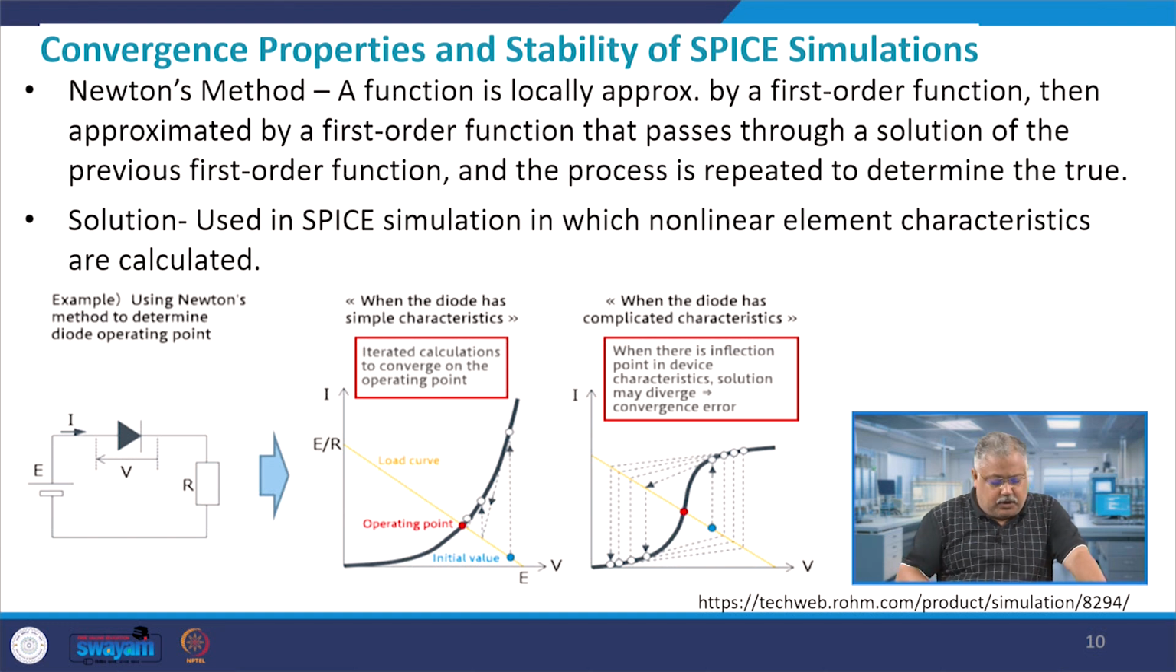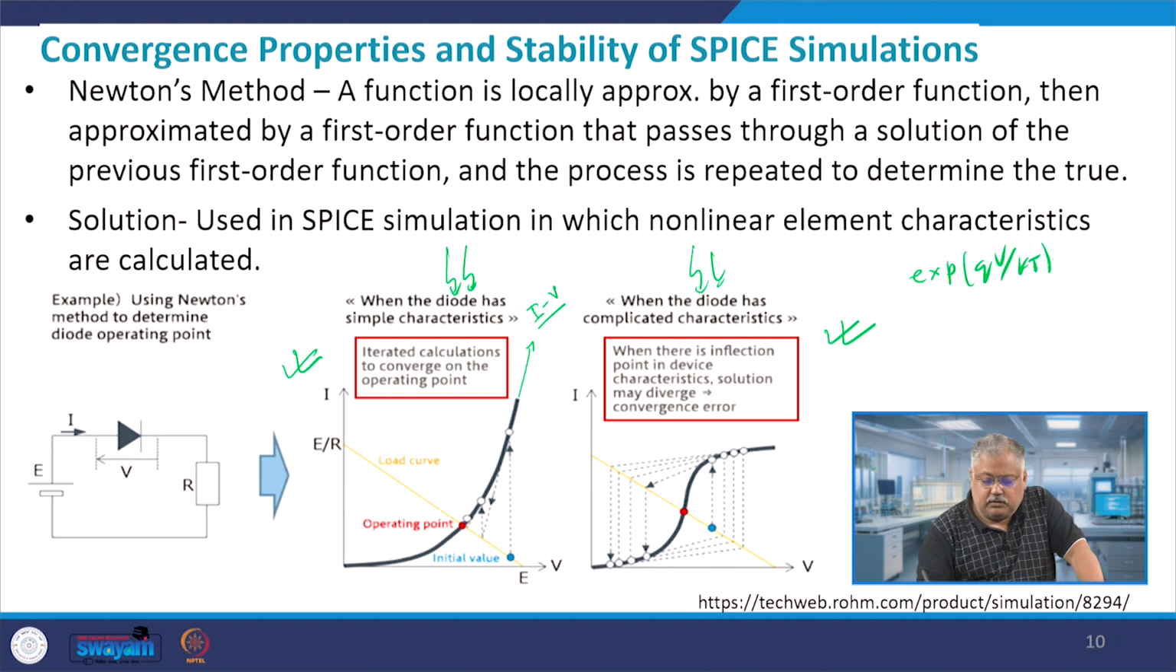Just to show an example, look at the bottom figures here, this one and this one. The left one is basically a simple diode, and the right one is, let us suppose, a complicated device. If you look at the left diode, then this is the IV characteristics of the diode, current versus voltage, which is given by I equals I_S times exponential of qV by kT minus 1, and so on and so forth. This is current.